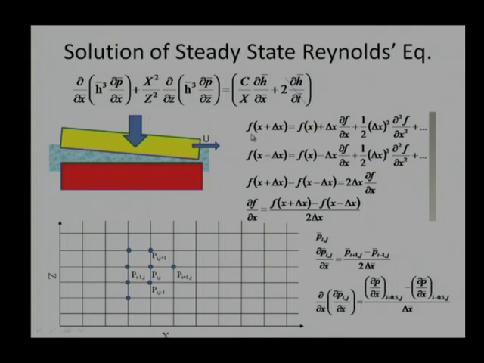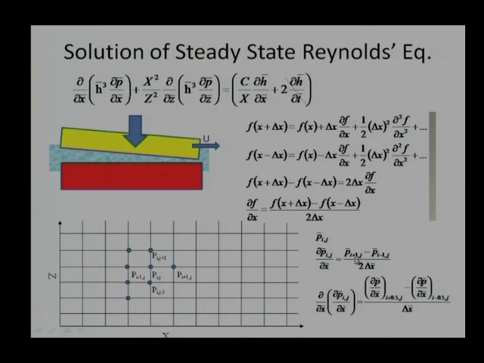Now, if I subtract the second equation from the first, what I get is f of x plus delta x minus f of x minus delta x equals 2 delta x times the gradient. Rearranging this, we can find the gradient of f in the x direction as f of x plus delta x minus f of x minus delta x, divided by 2 delta x, and that is the same thing which we have expressed here.